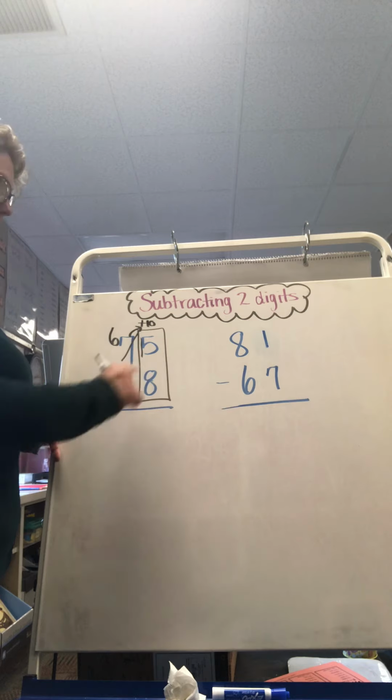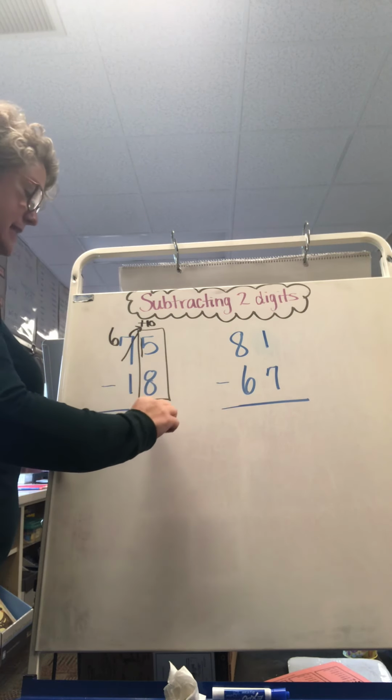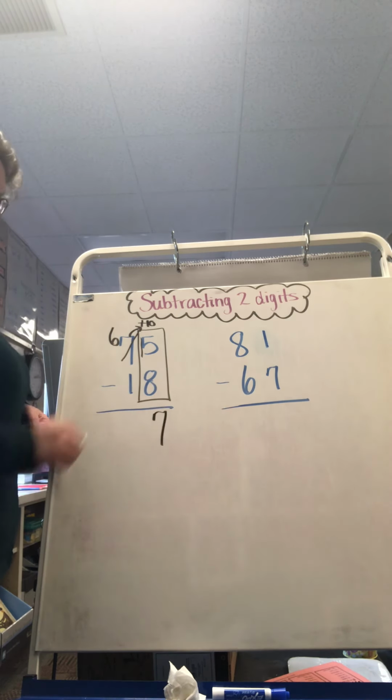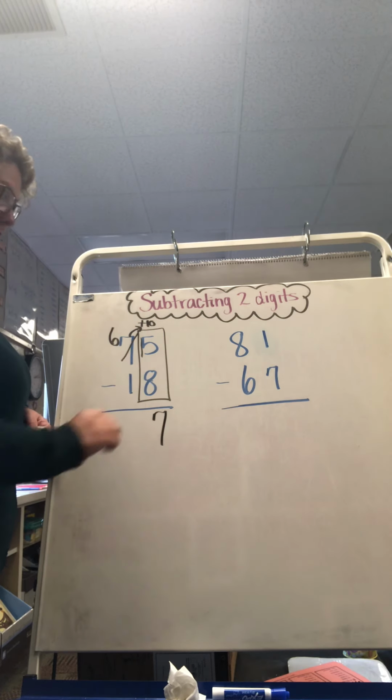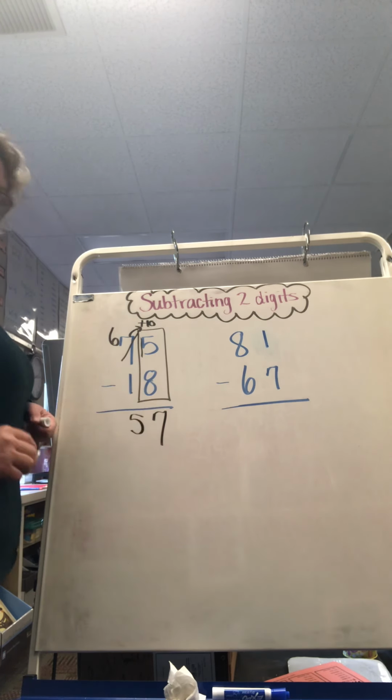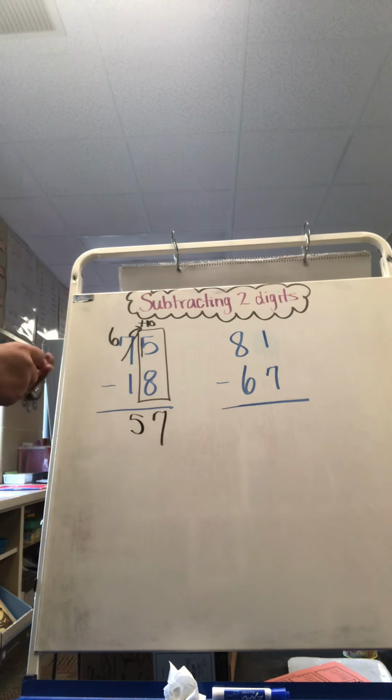Now I can subtract. 15 minus 8 is 7. 6 minus 1 is 5. But I want to check this and make sure that it's right. So I'm going to give you a way that you can check your subtraction using addition. Addition and subtraction are inverse or opposite operations. So I'm going to add to see if I can find the right answer.